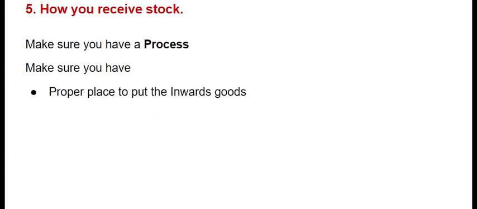Fifth, observe how you receive your stock. Make sure you have a process and proper systems to receive the stock. Make sure you have a proper place to put your inwards goods. Once they are at the inwards place, then you count quality and quantity. For some time in the engineering industry, it is very important to check the tolerance and quality against the drawing and make sure they have supplied the right quantity.